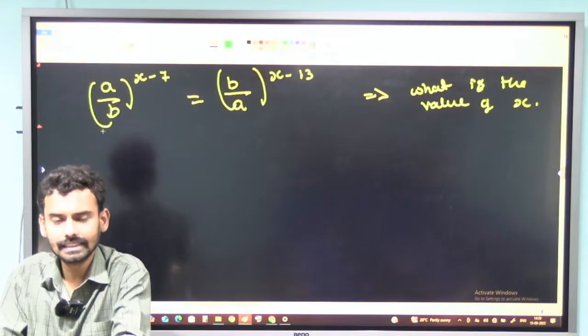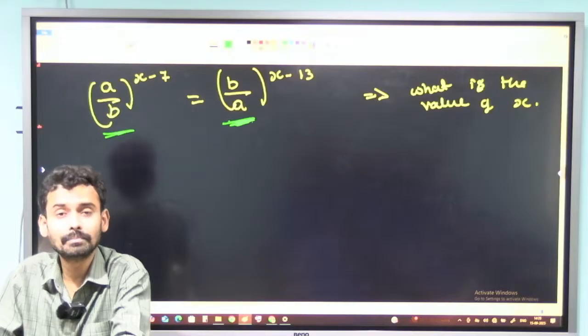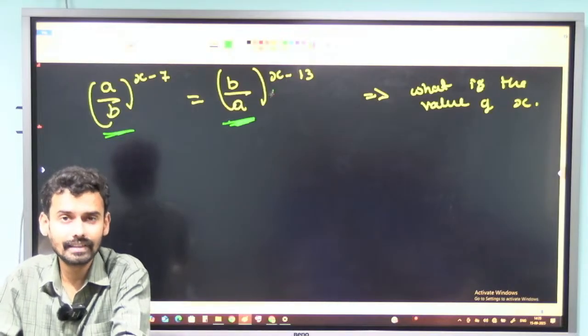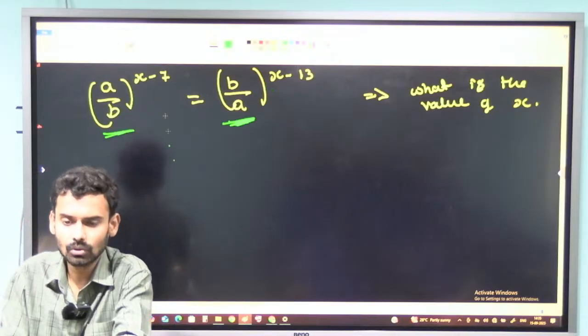Here, as we see, the bases are not the same. Here the base is a by b, here the base is b by a. So, I can't directly equate the powers. So, let me try to make the base the same. How to make the base the same?